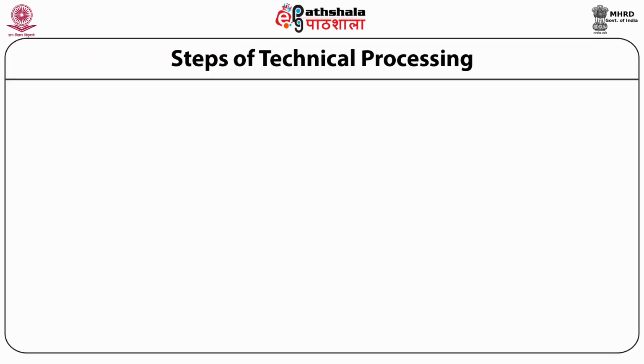These are the vocabulary control devices like classification schemes, thesauri, cataloging codes, subject heading lists, etc. These tools help in preparation of modern information services and products. Steps of technical processing: in this module, we have discussed in detail the classification and cataloging. These are the two main steps of technical processing.